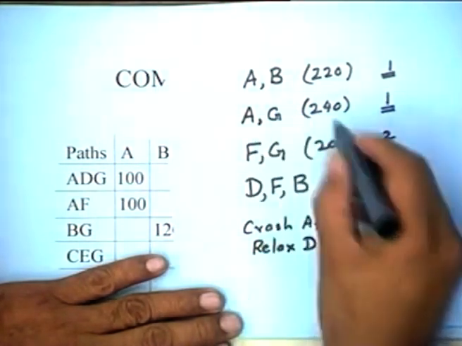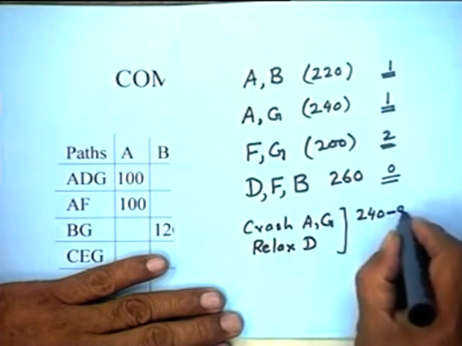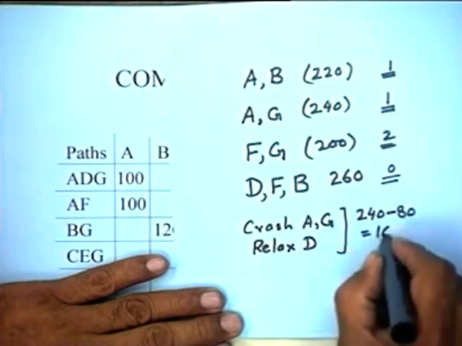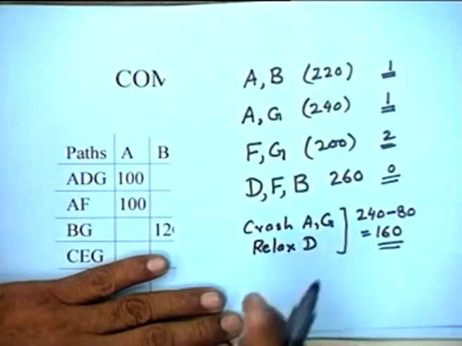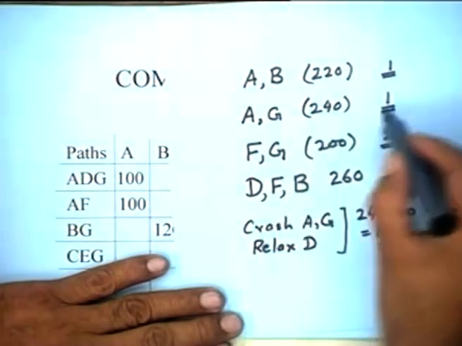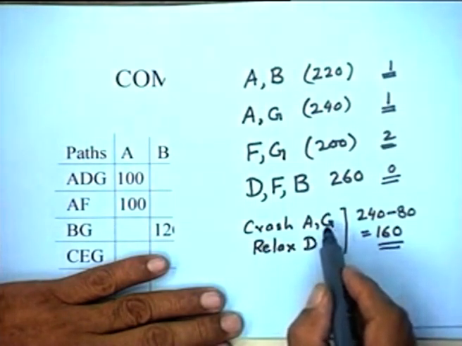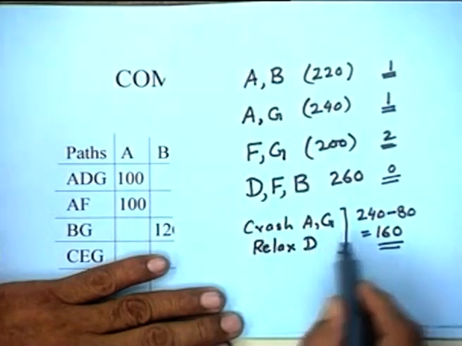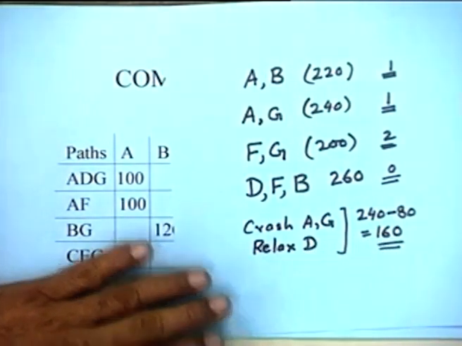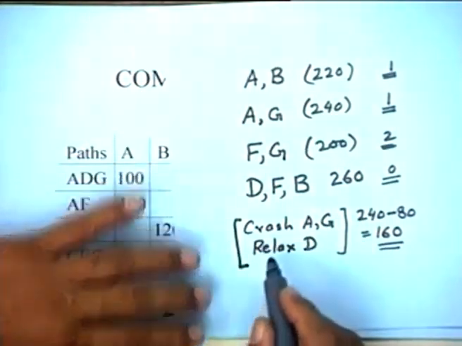Relaxing D would mean 240 minus 80, which is equal to 160. So this option would be possible for 1 day, and we could exercise this option for 1 day only, because AG can be crashed for 1 day, although D can be relaxed by 2 days. So the cheapest option is crash AG. So this is the cheapest option.